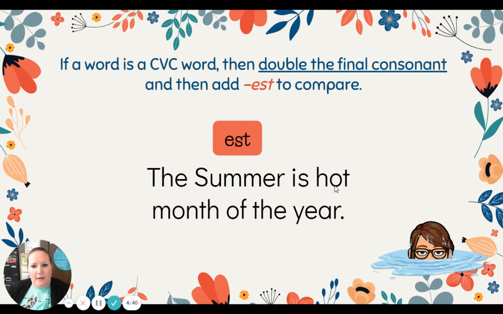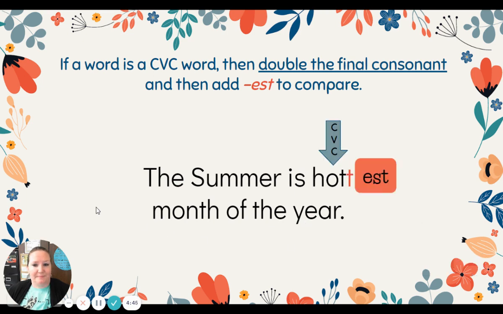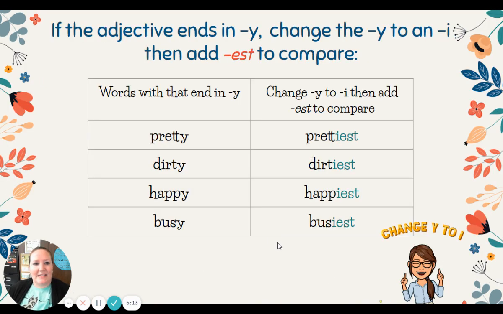The summer is hot month of the year. Find your adjective. That's right, hot. And we're going to compare it to the other months of the year. So, that should be season, right? The other seasons of the year. I noticed hot is a consonant vowel consonant, so I have doubled that final consonant and then added EST ending. So the summer is the hottest, we'll say, season of the year. Sorry about that typo.